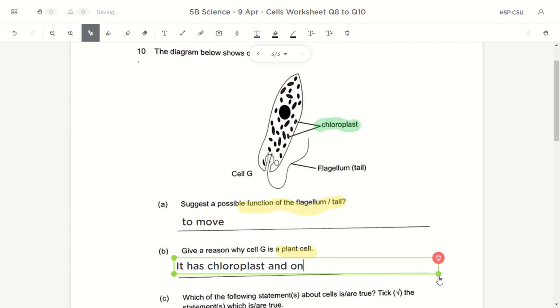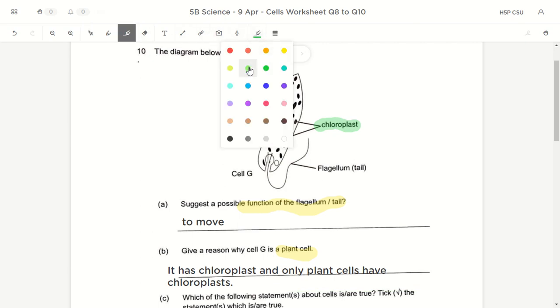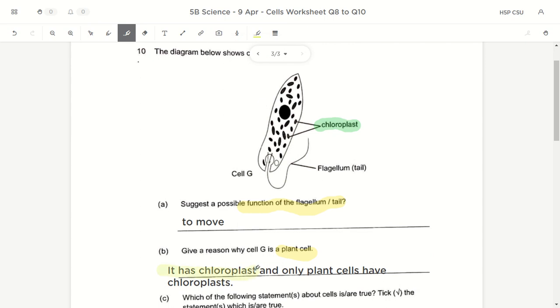And only plant cells have chloroplast. Okay, so let me just highlight to you which part is important for you. So you realize that, okay, this is the evidence. Let me write it down over here. This is the evidence because this is what you can see from the diagram. So this is your evidence. And let's highlight the other part to show your reasoning, and this is your reasoning.